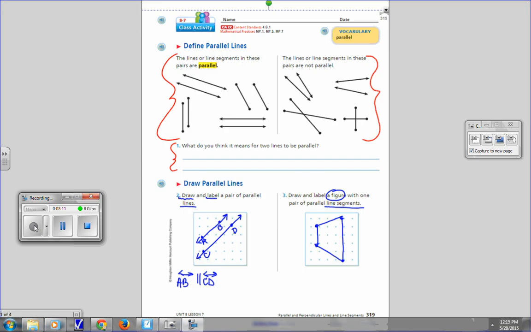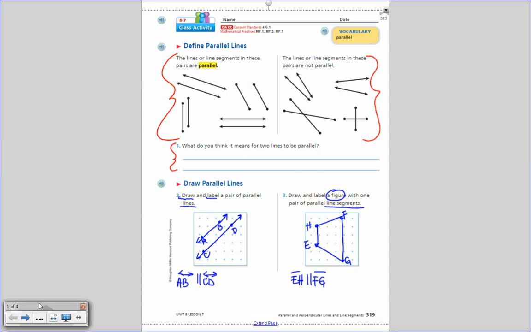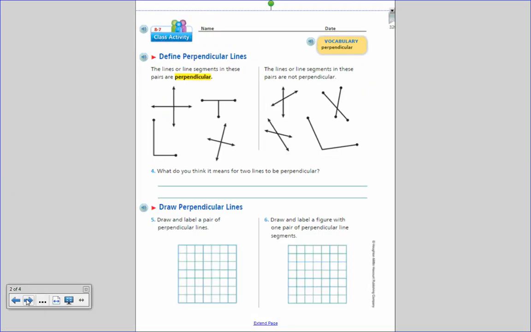Now, there's only one pair of parallel line segments, which will go E, H, F, G, because EG and HF are not parallel. So if we were to label this and write it out, we would say line segment EH is parallel to line segment FG. So the big idea here is that parallel lines will run next to each other, but will never, ever cross.